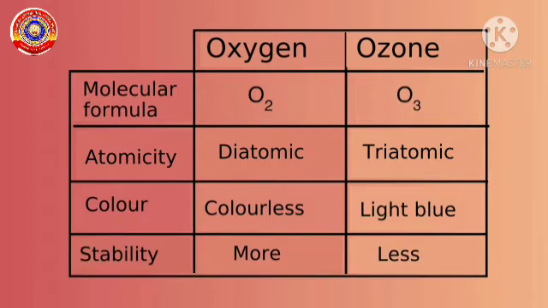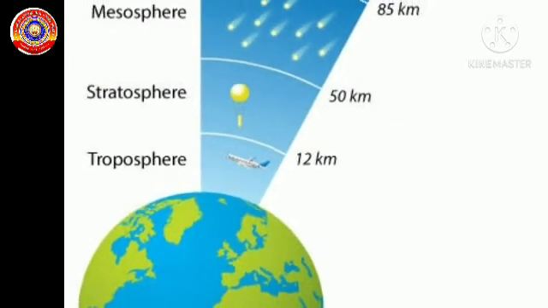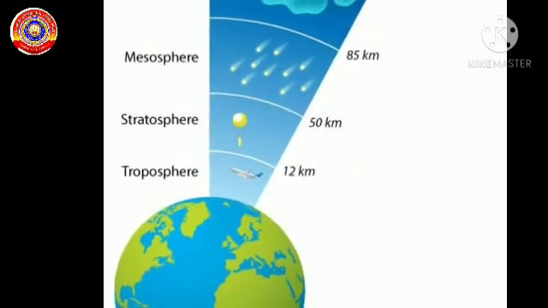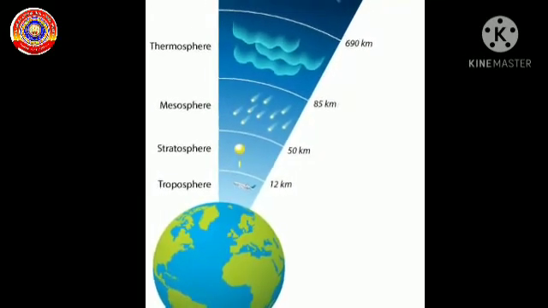Oxygen is a colorless gas whereas ozone is light blue in color. The stability of oxygen is comparatively higher than that of ozone. Dear children, where do we find ozone? Yes, you know that it is found in the stratosphere, a layer of the atmosphere.